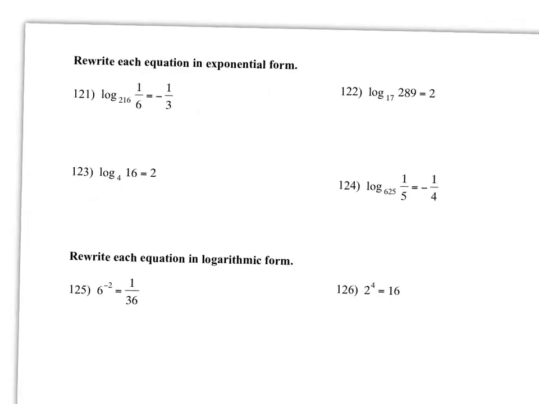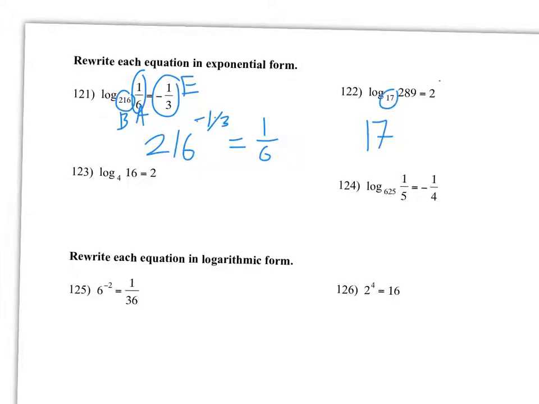Rewrite each in exponential form. Well, there's my b. So 216, my e to the negative 1 over 3 is equal to a, 1 over 6. 122, b, 17 to the 2 is equal to a, 289.